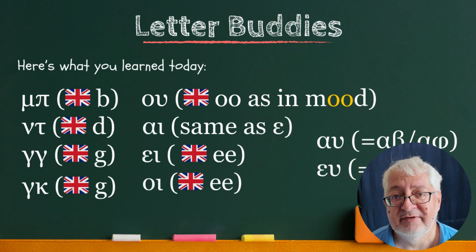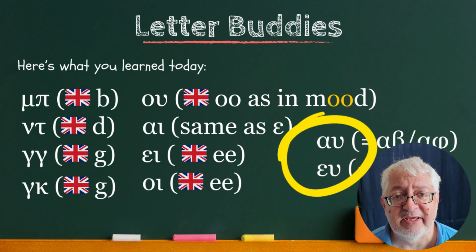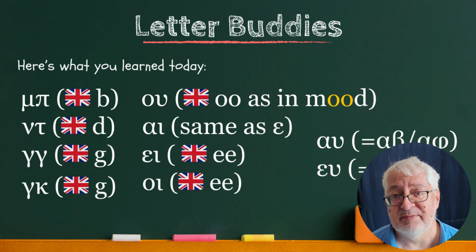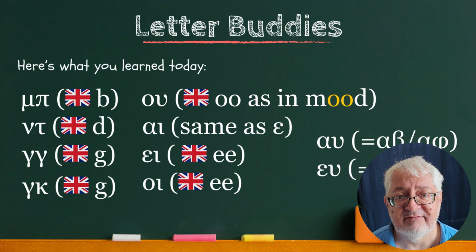Then you have the AF and the EF, which can be AF or AV, and they can be EF or EV. And this again depends on the word. There's no way of knowing in advance which one you have, but you have to memorize which is which.